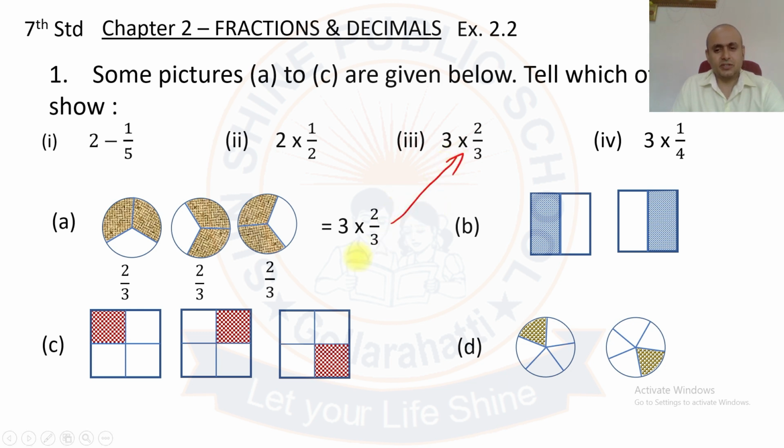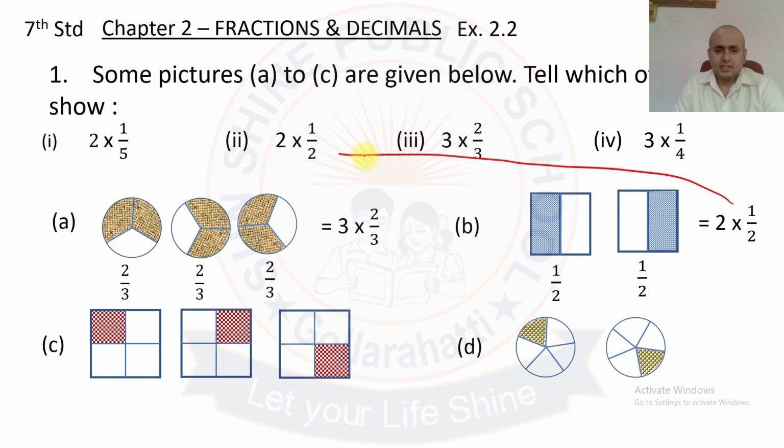Okay, see the next question. Next diagram, the second picture: here the picture is divided into two parts and they have shaded one part. So it is represented as 1 by 2. Here also the picture is divided into two parts and one part is shaded. Therefore it is represented as 1 by 2. Since 1 by 2 is repeated two times, I can multiply by 2. Therefore 2 into 1 by 2 is the answer, and this part represents the second question.